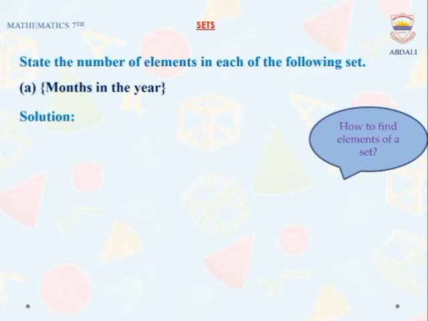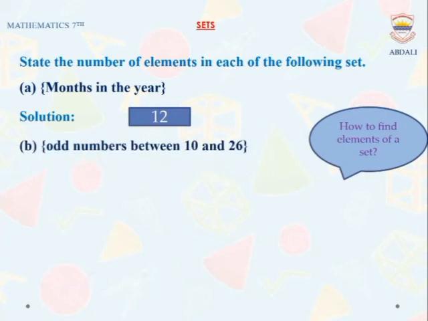So our part A is months in a year. So we know that in a year we have how many months? January, February, March, April. Yes, how many months in a year? Yes, there are 12 months in a year. So, the number of elements of this set is 12. Okay?